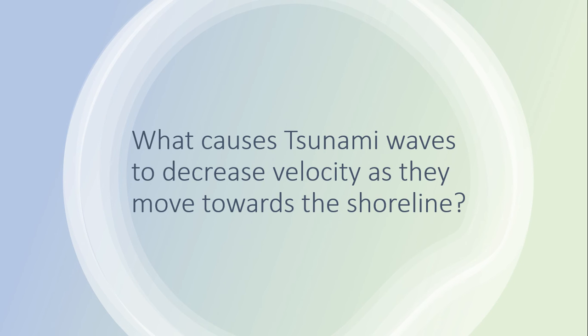What causes tsunami waves to decrease velocity as they move towards the shoreline? Well, when the tsunami reaches shallow water, wave shoaling occurs. Because there is less water to move through, this massive amount of energy is compressed. Then the wave speed slows down while its height rises to as much as 100 feet, creating the destructive tsunami.